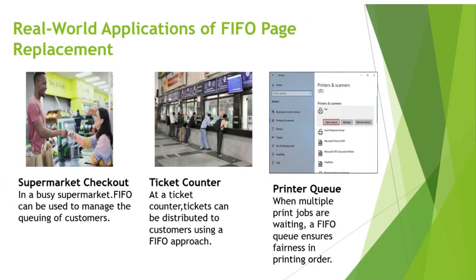Now, let us see some real-world applications where FIFO replacement is used. It is used in supermarket checkouts. In a supermarket, FIFO can be used to manage the queuing of customers, and it is also used at ticket counters. At a ticket counter, tickets can be distributed to customers using the FIFO approach, and it is also used in printing queues. When multiple print jobs are waiting, a FIFO queue ensures fairness in printing order.